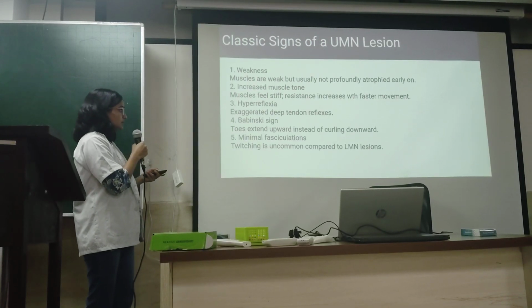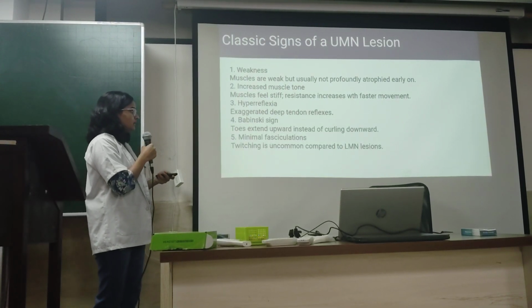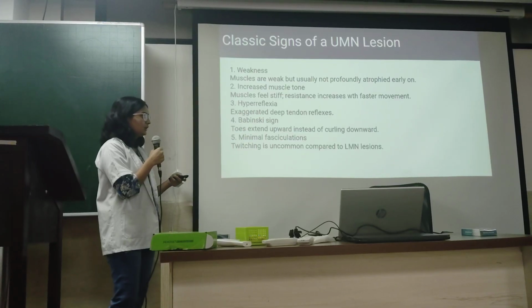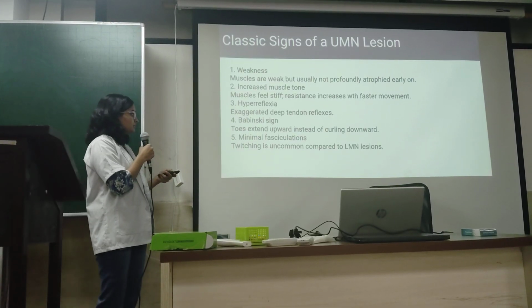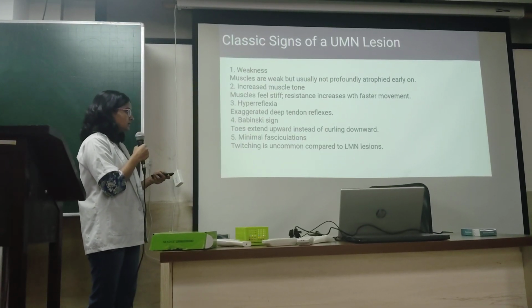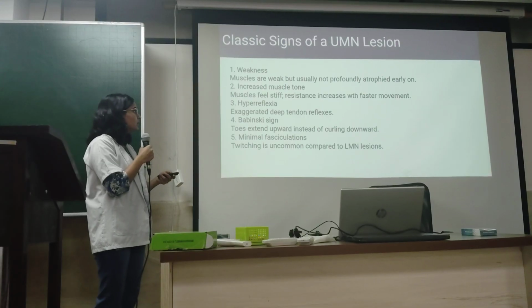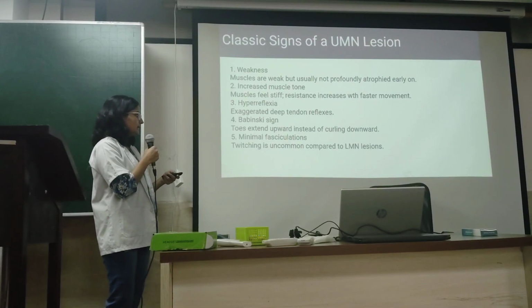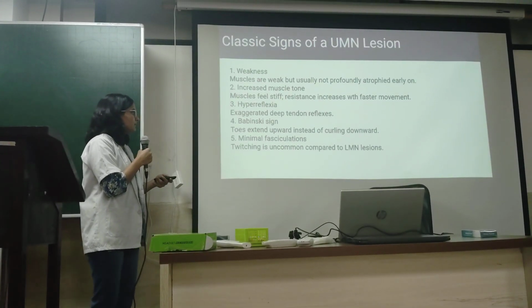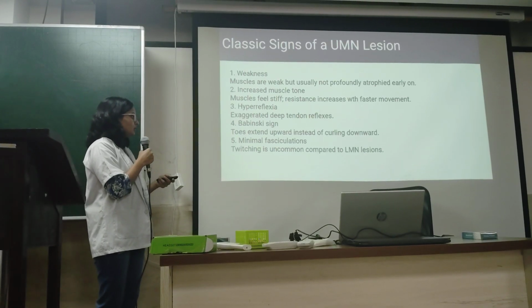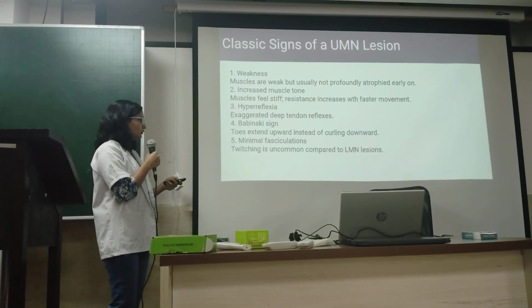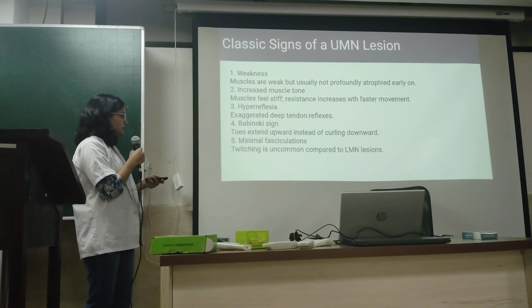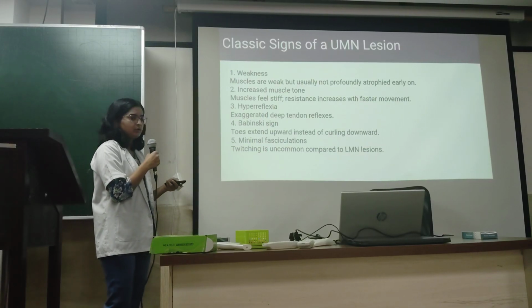Classic signs of upper motor neuron lesion: weakness, muscles are weak but usually not profoundly atrophied early on. Increased muscle tone, muscle feels stiff, resistance increases with faster movement. Hyperreflexia, exaggerated deep tendon reflex. Babinski sign, toes extend upward instead of curling downward. Minimal fasciculation, twitching is uncommon compared to lower motor neuron lesion.